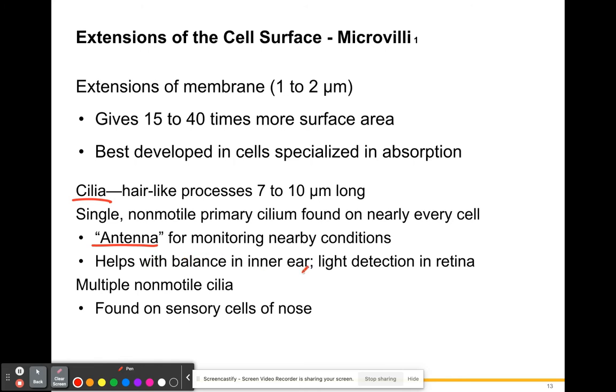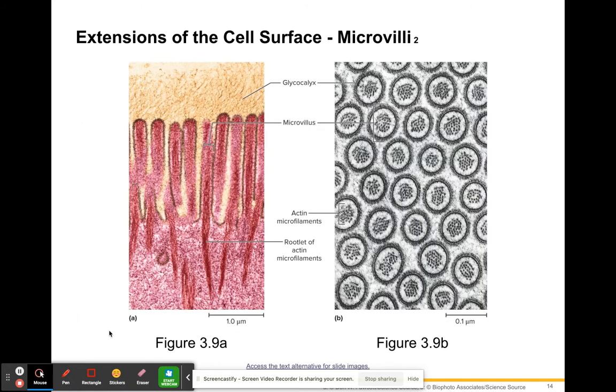Your inner ear has a lot of cilia to give you balance. Your eyes have cilia inside them to detect light in the retina. You also have these in the nose for sensory organs, for your olfactory nerves. So these cilia are important, and they are extensions of the cell membrane.